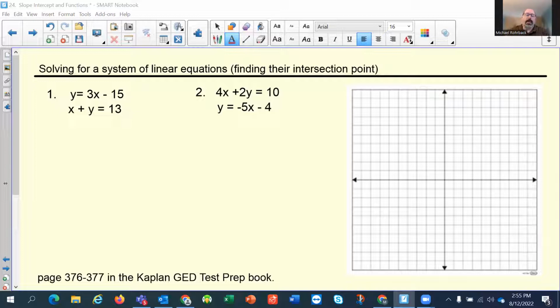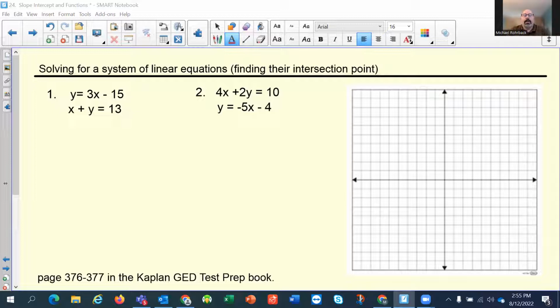So if you want a point of reference or you want to play along at home, you want to be looking at pages 376, 377, and 377 in the Kaplan GED test prep book. That's the 2021 version, but they're pretty much the same. You would be looking for Lesson 10, Systems of Linear Equations.